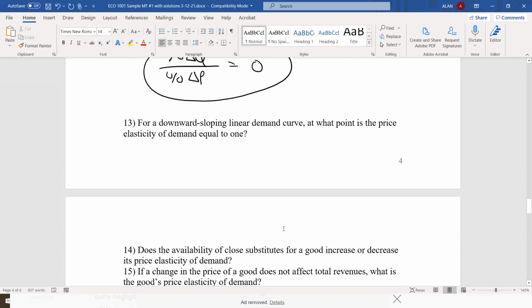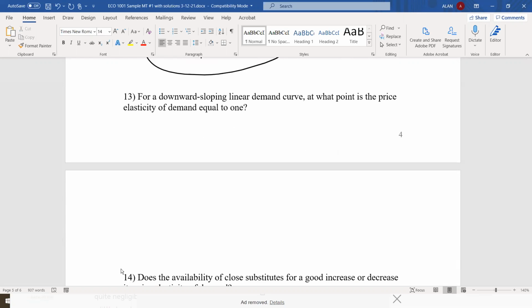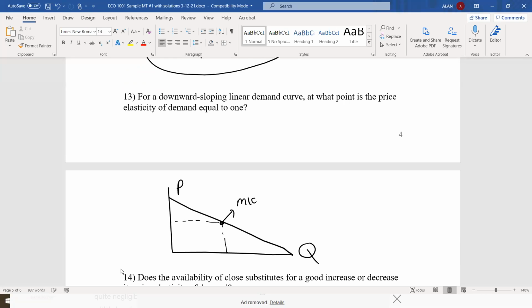Okay, now this is another interesting case. And again, we did see this downward sloping linear demand curve. What we're saying here is that at the midpoint of this demand curve, the price elasticity of demand equals exactly 1. Now that's, of course, taking the absolute value. It's really -1, but we'll call it 1.